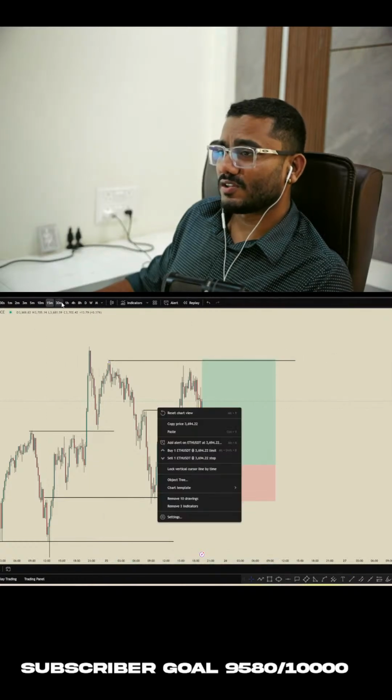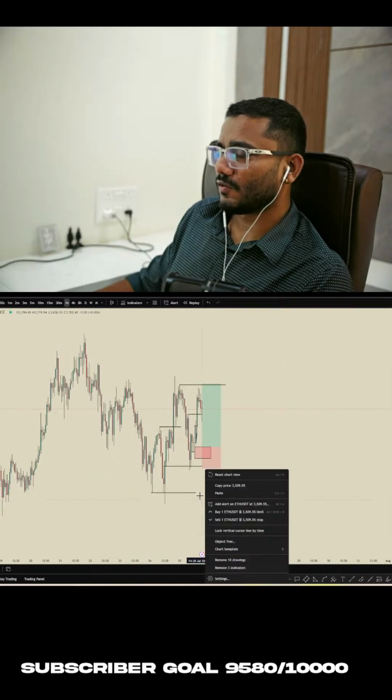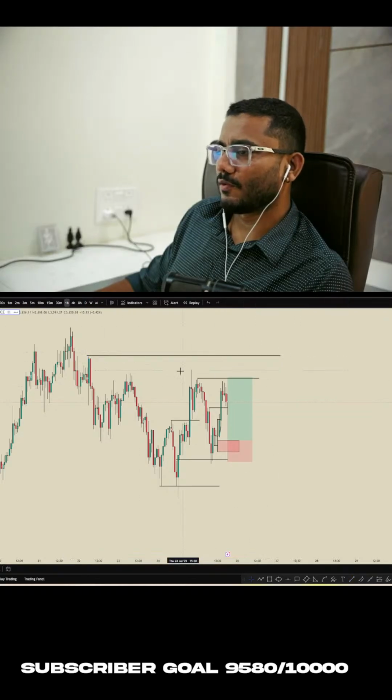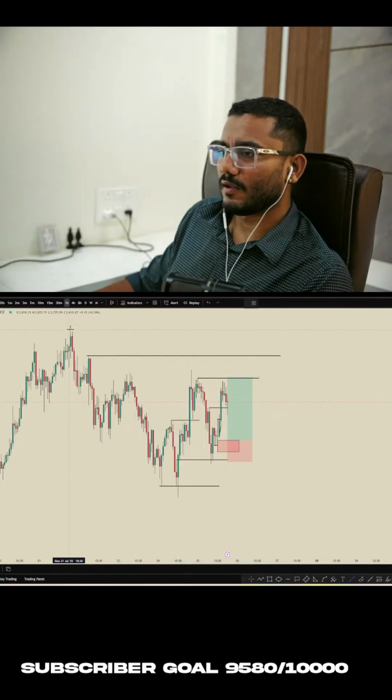And overall, our structure, 4 hour and 1 hour structure, is also following. It's in the uptrend. Here we have these equal lows, lots of liquidity above these highs.